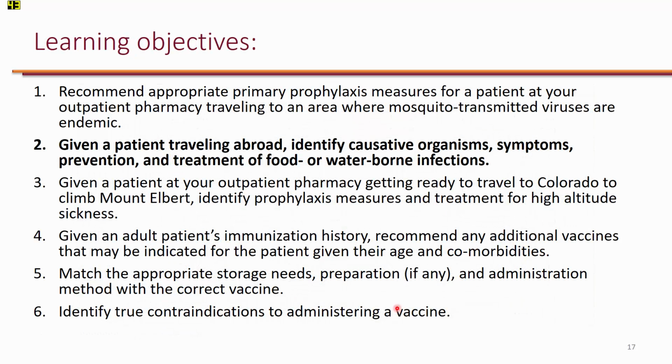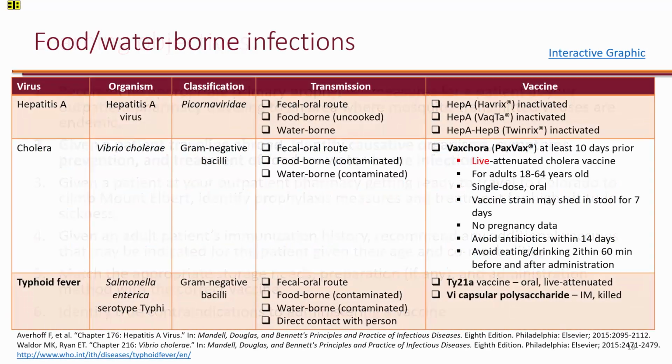Alright, the next learning objective is, given a patient traveling abroad, identify causative organisms, symptoms, prevention, and treatment of food or waterborne infections. So in general, there are three common infections that could be due to food or waterborne infection: hepatitis A, cholera, and typhoid fever.